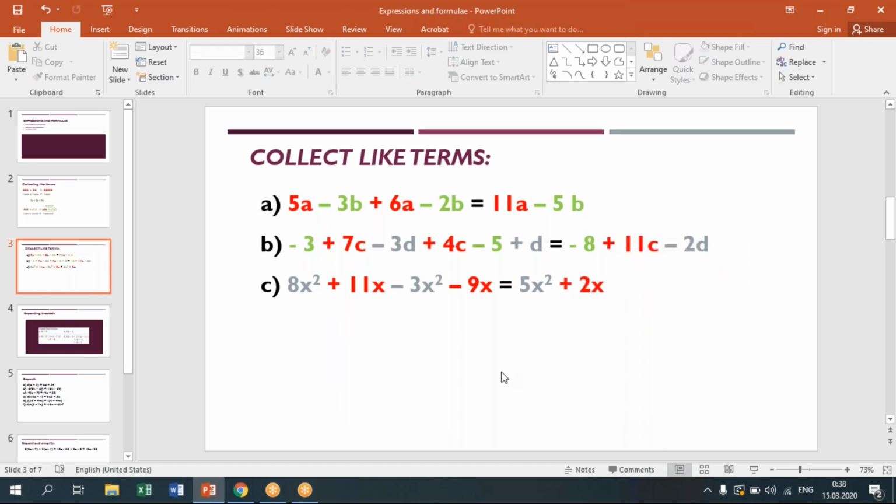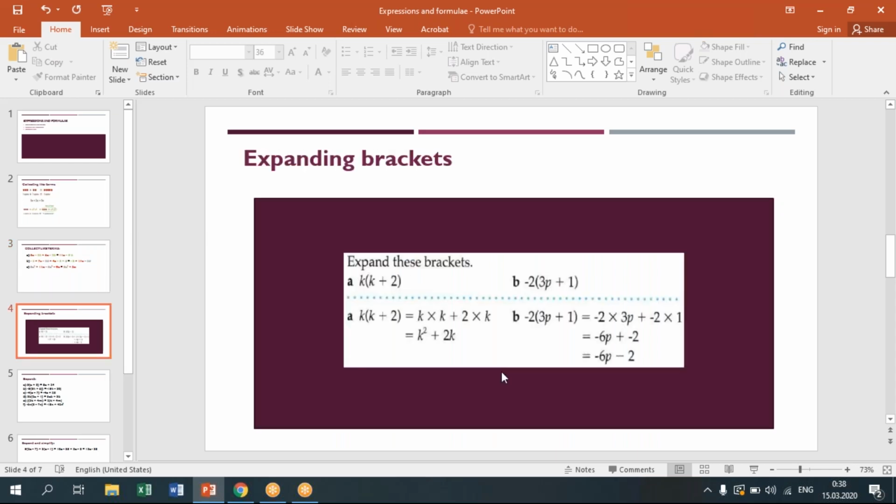And that's all actually. Next step, expanding the brackets. What does it mean? Expanding the brackets means we have to multiply the elements or the digits, numbers, it doesn't matter, which we had before the bracket. We have to multiply this by each of the elements which we have in the bracket.